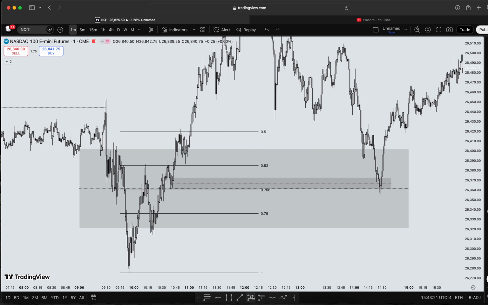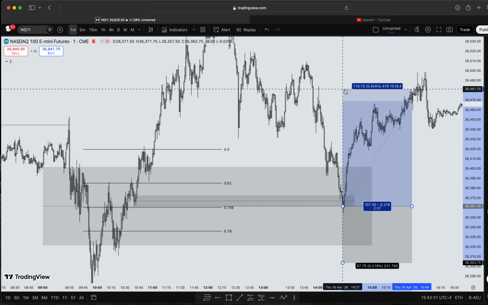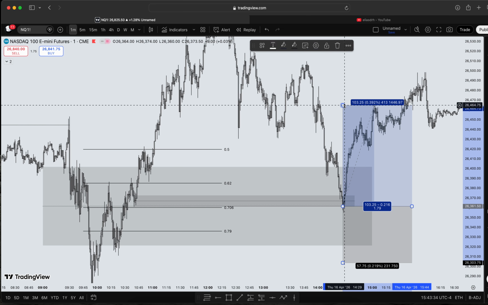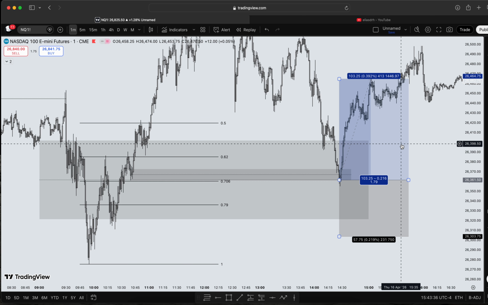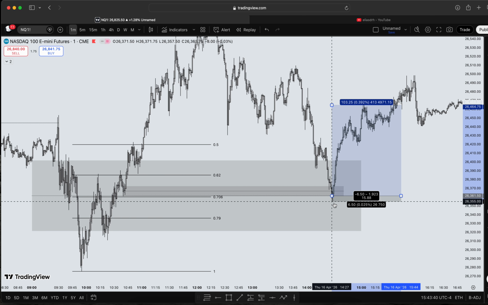Then you could have just said, okay, the 0.706 kind of aligns with the CE of the hourly order block. It's two ticks below it, but that doesn't really matter. You just target wherever you want. Just target unfilled gaps, lower liquidity, just the obvious stuff. A 10-point stop.